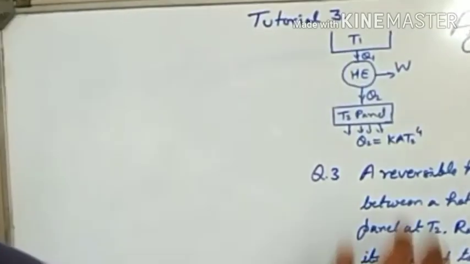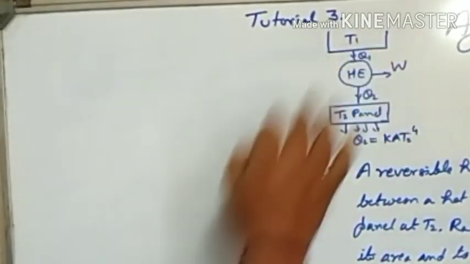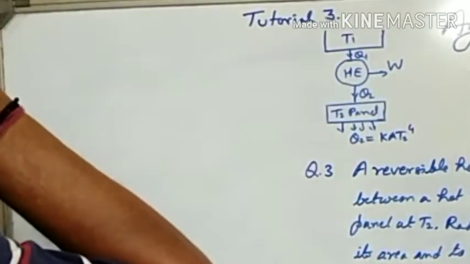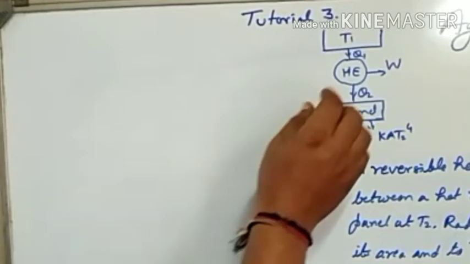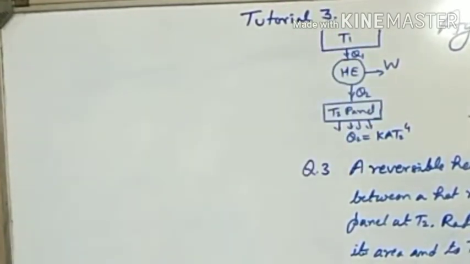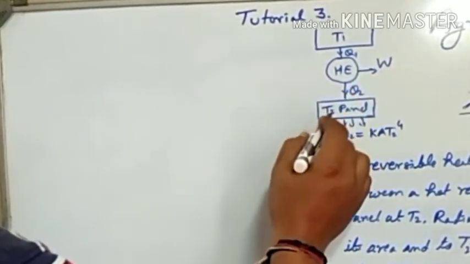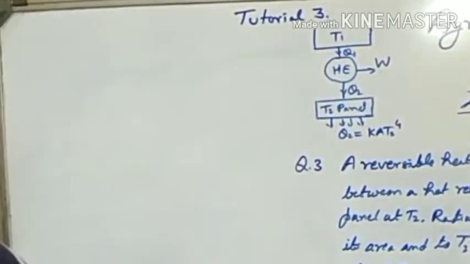So here we are considering a heat engine which is on the satellite and is taking the heat Q1 at temperature T1 from the satellite and producing W amount of work and rejecting Q2 amount of heat to the panel at temperature T2.